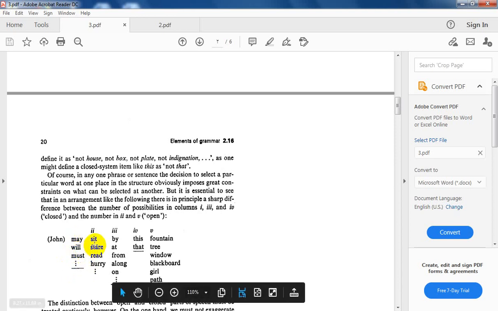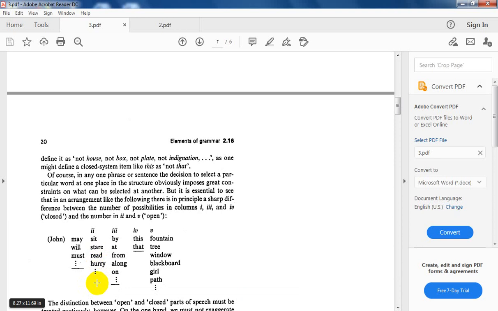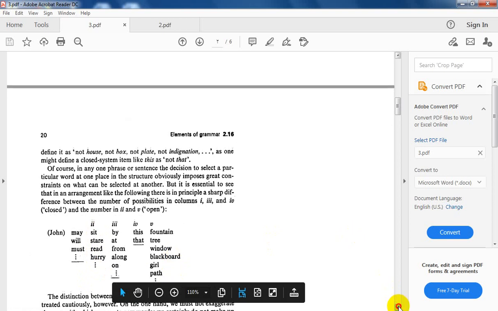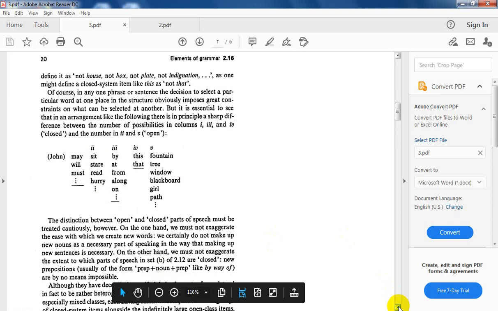What else? Sit, stir, read, hurry. They are unlimited. Here there is no line, no specific line. So such kind of verb, such type of verb is unlimited, and cannot be defined easily.